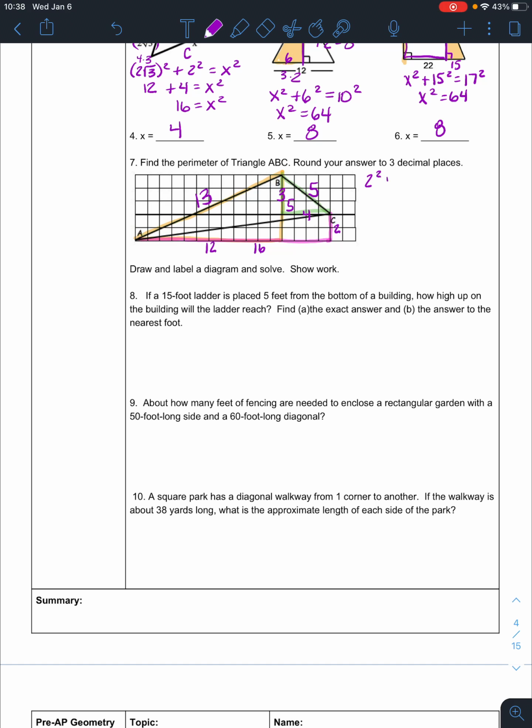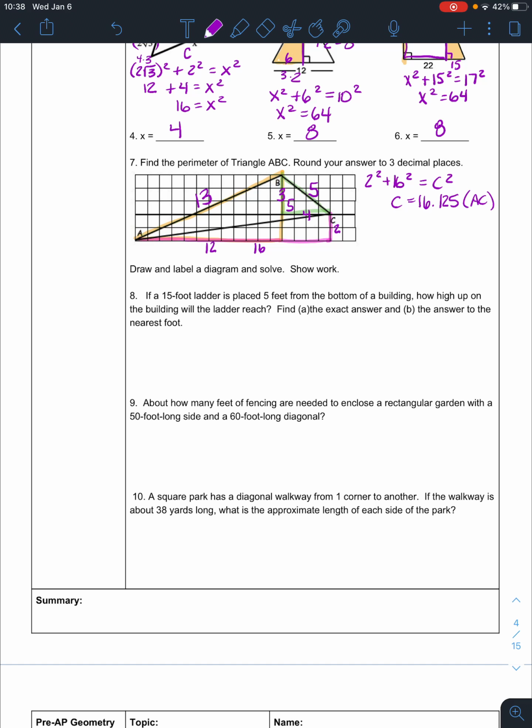So I have 2 squared plus 16 squared is equal to C squared. If you do the math, because I said you can round your answer to 3 decimal places, take the square root of 2 squared plus 16 squared, and you get that C is 16.125. That's how long AC is.